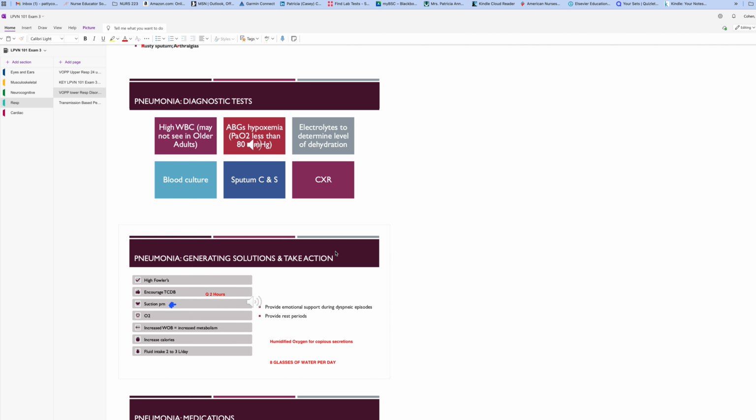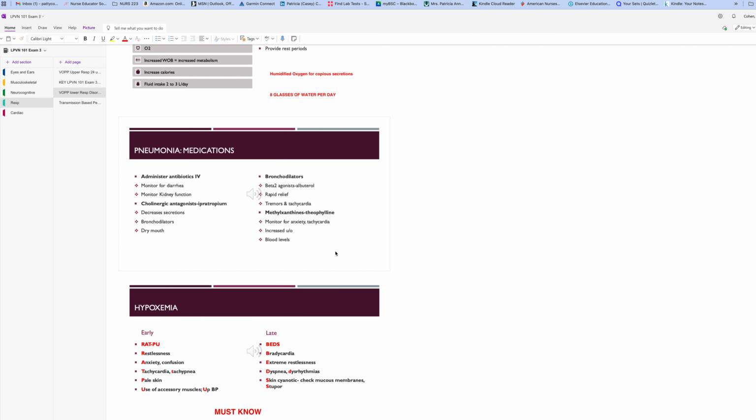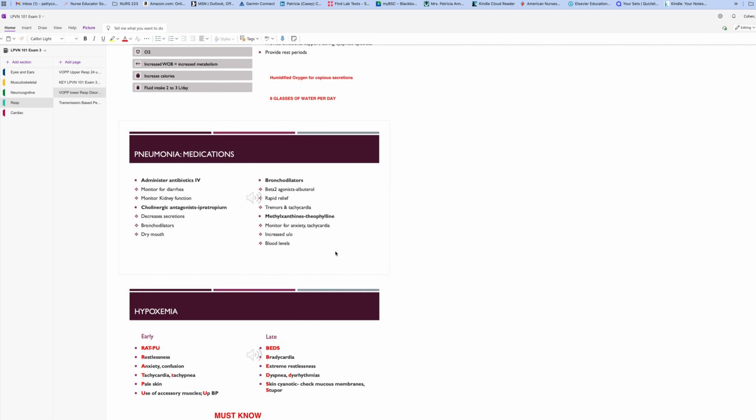You got to do that suction PRN. We never suction on a schedule. We used to in the old days. We don't anymore, thank goodness. If they're going to have an increased work of breathing, that means they're going to need high protein foods, right? They're going to have increased metabolism because of that. So increase their calories, fluid intake 2 to 3 liters a day. Okay. Medications, you'll have those in pharmacology, but just make sure you're on time with them.